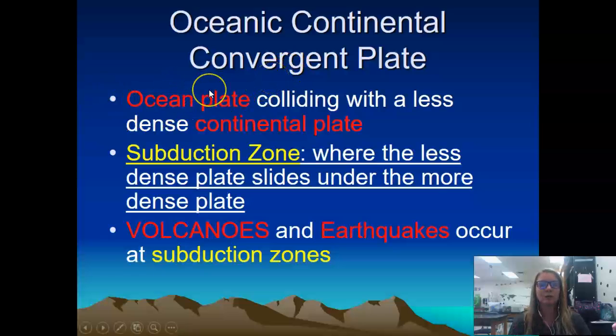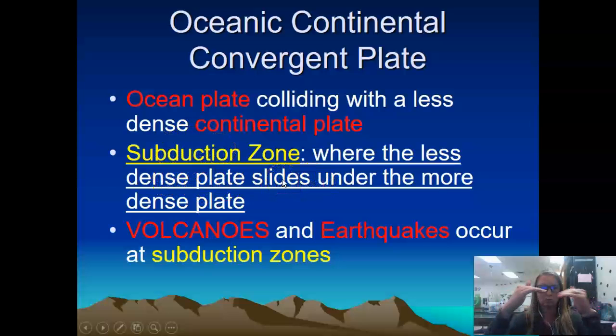So the oceanic plate collides with a less dense continental plate, meaning that oceanic plate has heavy iron in it. And when they come together, the oceanic plate is heavier, so it wants to sink down. And as it does that, we call this subduction. It's being subducted, it's being pulled underneath the continental plate. And as it does this, it creates what we call a subduction zone. And that's just where the less dense plate slides under the more dense plate.